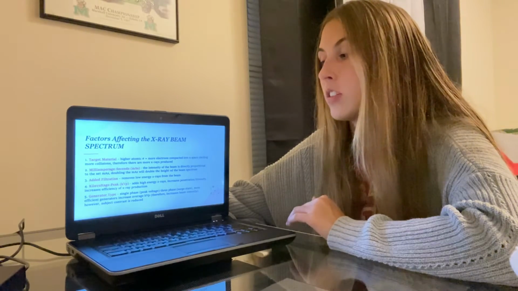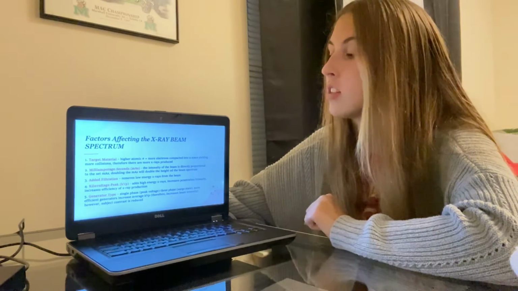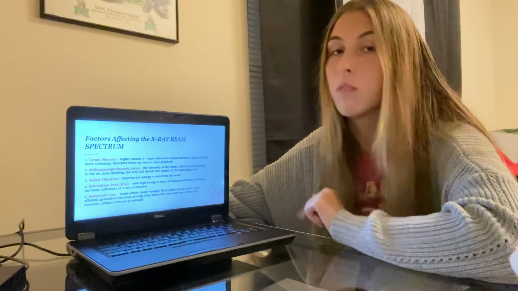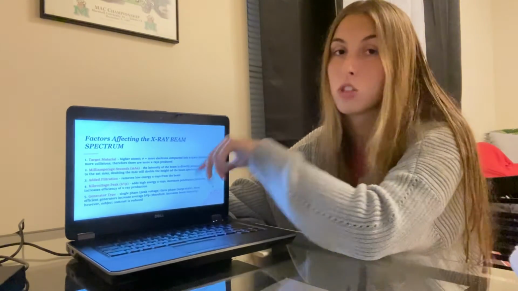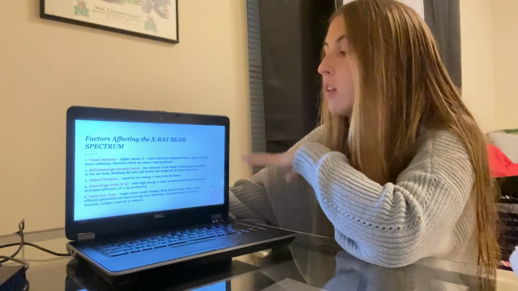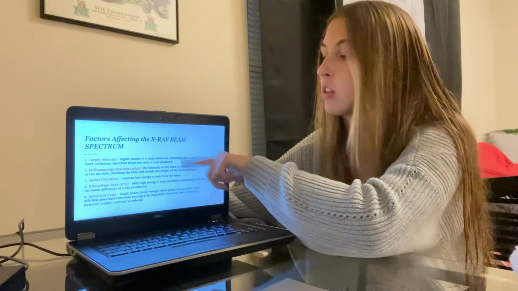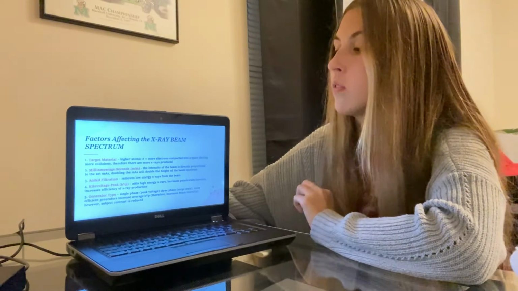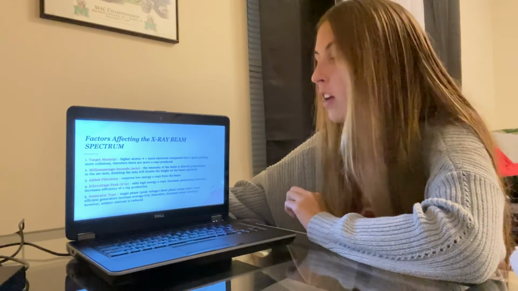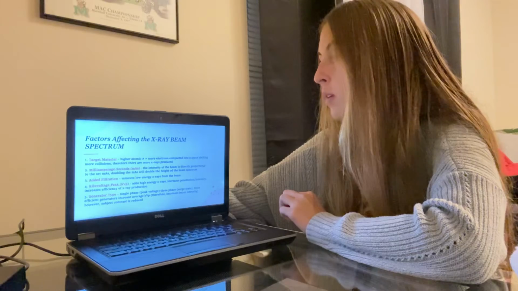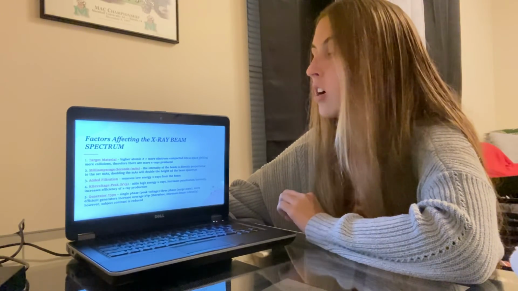Lastly is generator type. There's a couple different kinds. There's single phase, which will show as a peak voltage, so it would be like a sharp point, a sharp triangle. And then we have three phase, which is known as a steady state, and it's more like a constant rippling effect. More efficient generators will increase average kVp, therefore increasing beam intensity. However, subject contrast is reduced.